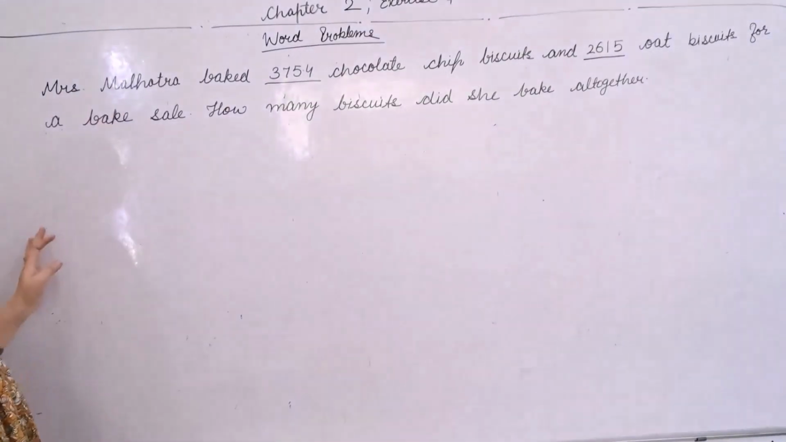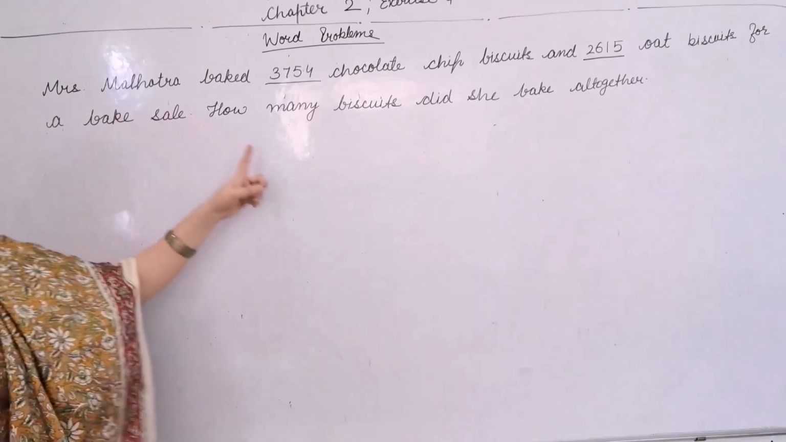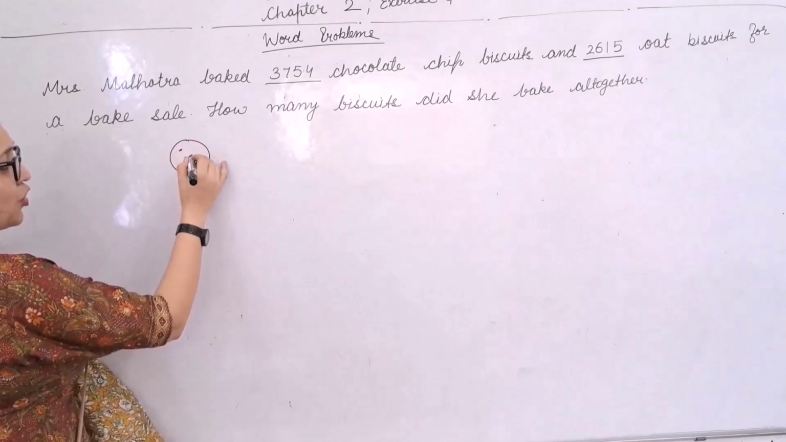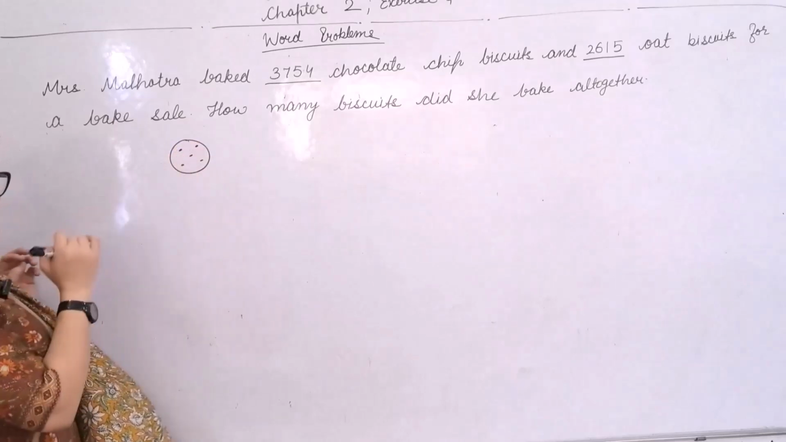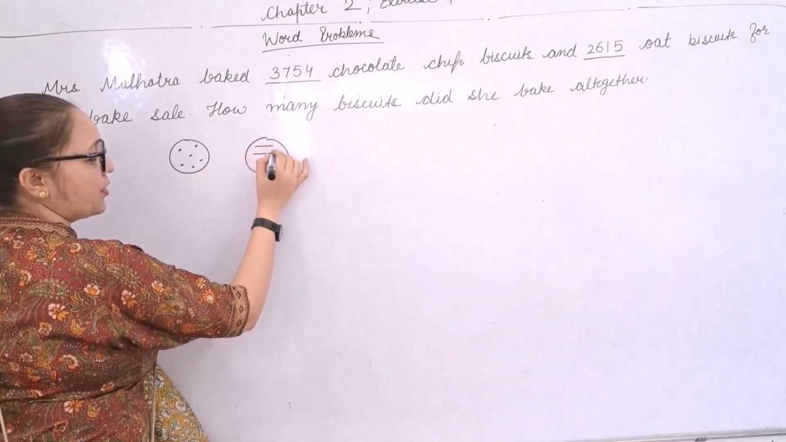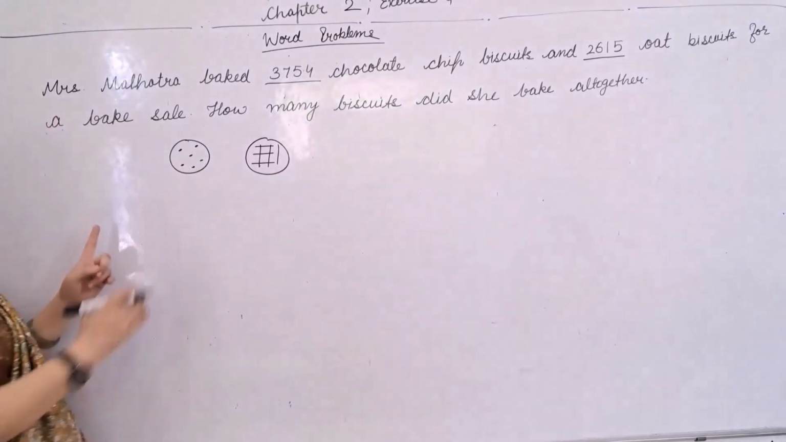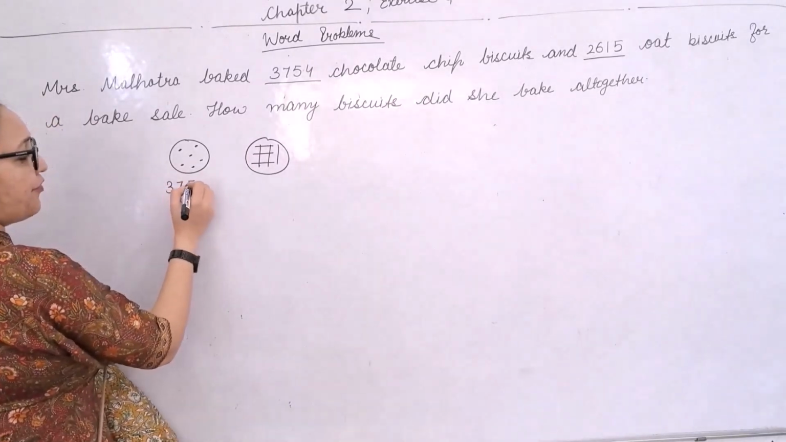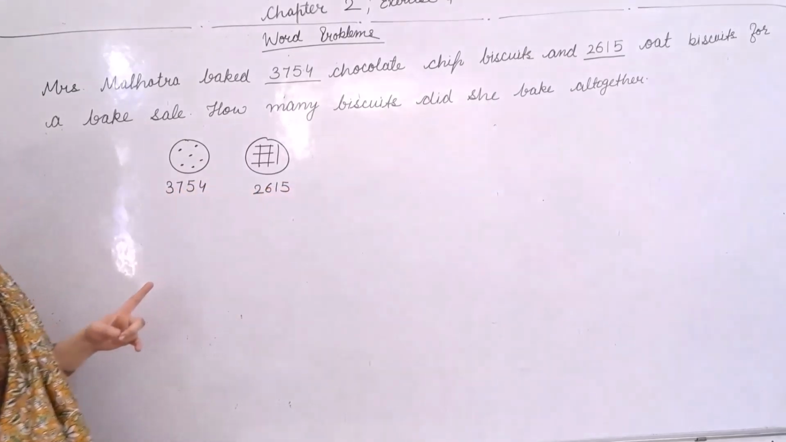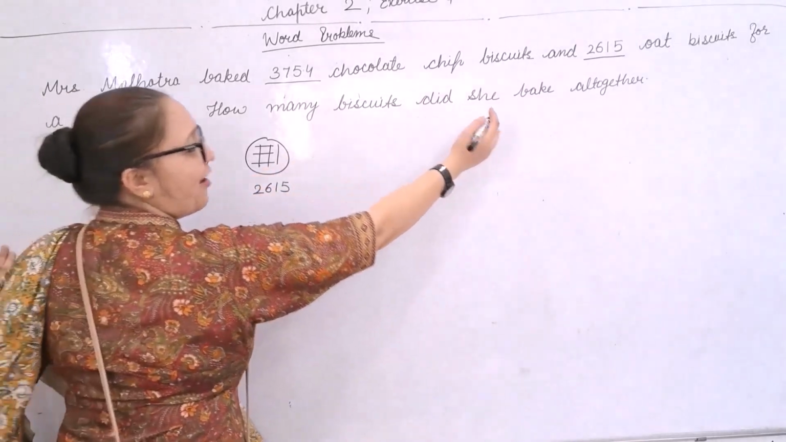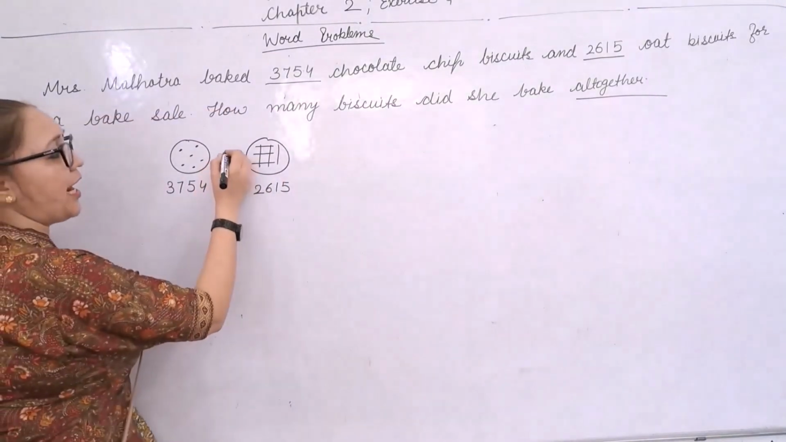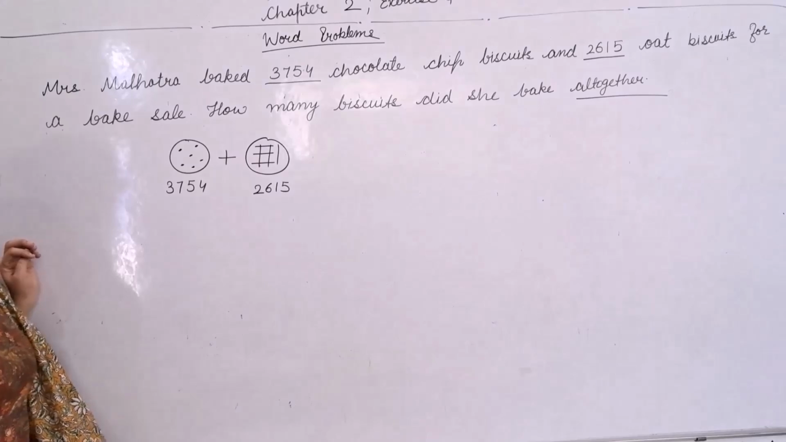Okay. So first, what will we do? We will make a diagram. I hope you have understood the problem. There are chocolate chip biscuits, and she had made plain oats biscuits. So there are 3,754 chocolate chip biscuits and 2,615 oat biscuits. What are we supposed to do? We have to count how many she had baked altogether. We will add this up. Okay, let's solve this problem.